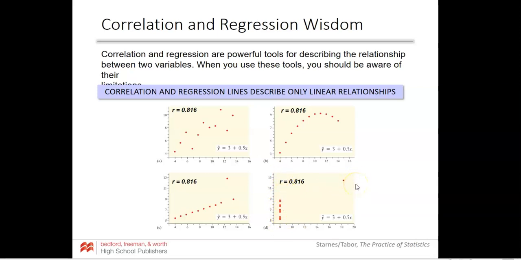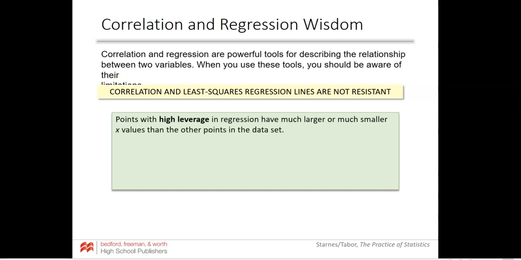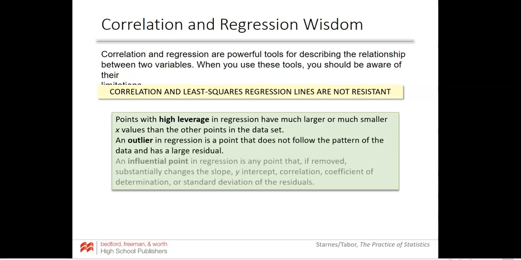So you really can't tell much about the form just by knowing the R value. You don't know if it's linear or nonlinear. That's something to keep in mind. They're not resistant. There are some points out there with high leverage. Some are called outliers when they have a large residual. In general, we can call these points influential points.